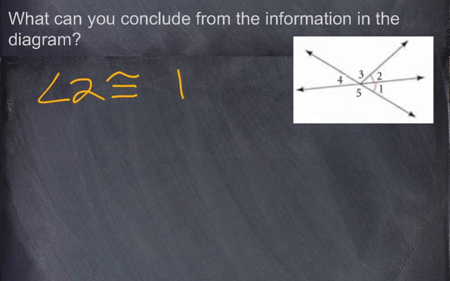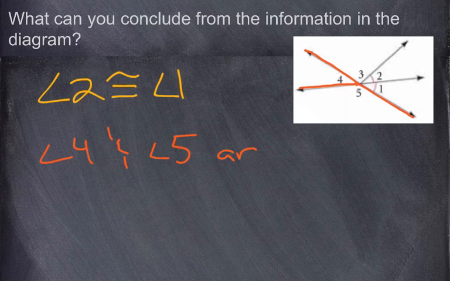Clean that up a little bit. What else can we say? Well, think about the things that we've just learned. We just learned about supplementary angles. Here goes a line, here goes a ray extending from that. So because of that, we can say angle 4 and angle 5 are supplementary. That's something we can conclude.